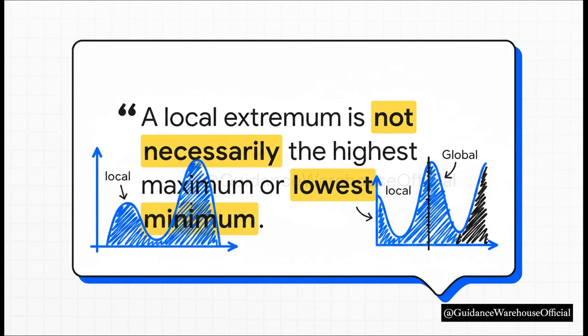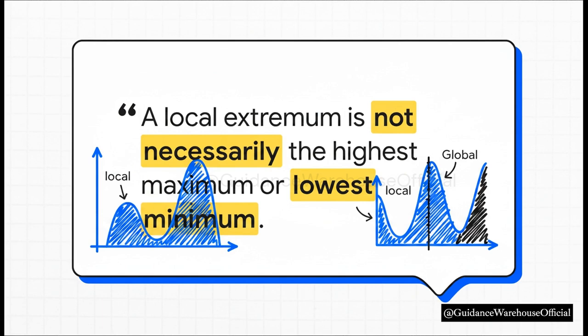Okay, hold up. Let me stop you right here, because this is a super common spot for confusion. Students always ask me, wait, this is important. Does a local peak mean it's the absolute highest point on the entire graph? The key word here is local. A local extremum is only the highest or lowest point in its specific, immediate neighborhood.